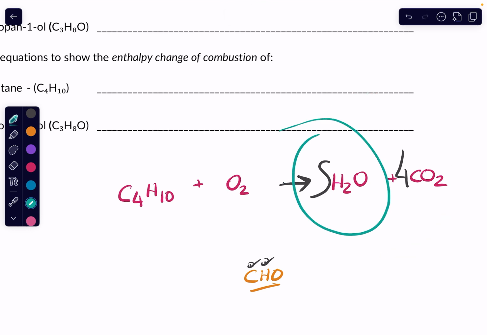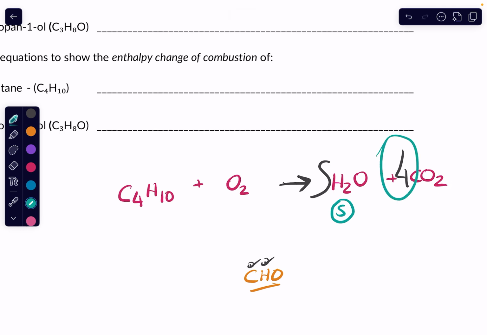Over here, I've got 5 lots of water, and each water has 1 oxygen, so 5 times 1 is 5. Over here, I've got carbon dioxide. And there's 2 oxygens in each carbon dioxide, and I've got 4 of them. 4 times 2 is 8. Little trick here, 5 add 8 is 13.